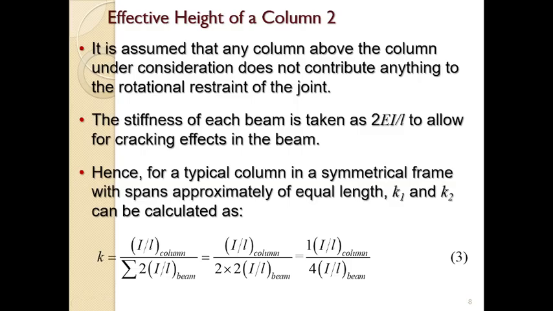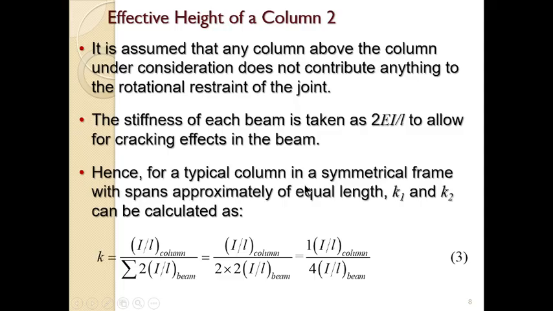Now, it is assumed that any column above the column under consideration does not contribute anything to the rotation restraint of the joint. Take note of that. Now, the stiffness of each beam is taken as 2EI over L to allow for the cracking effect in the beam. I told you I will show you why this 2 comes in when we are looking at the stiffness of the beam. So it allows for the cracking effect in the beam.